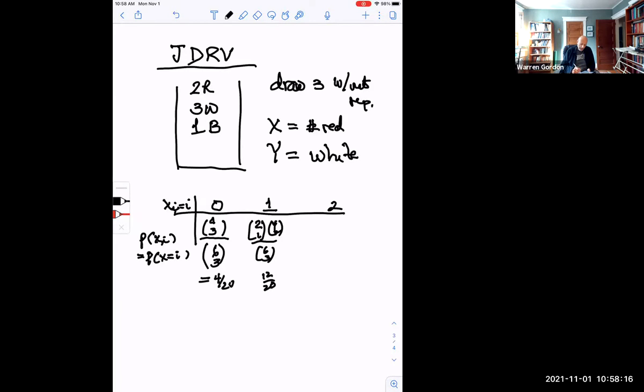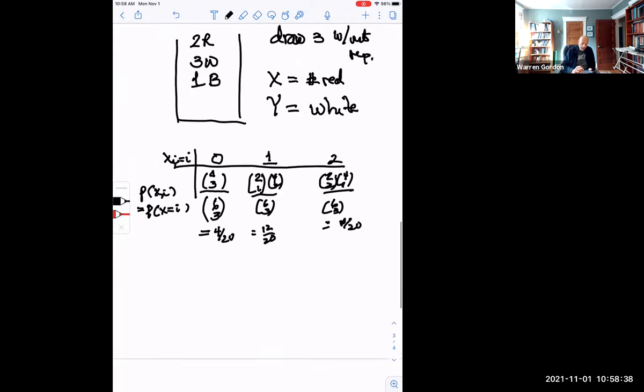Now if I want 2 red, but from the other 4, I'm getting 1, over 6 choose 3 again. And that's equal to the complement, of course, which is what? 4/20. And we'll make some observations in a moment.